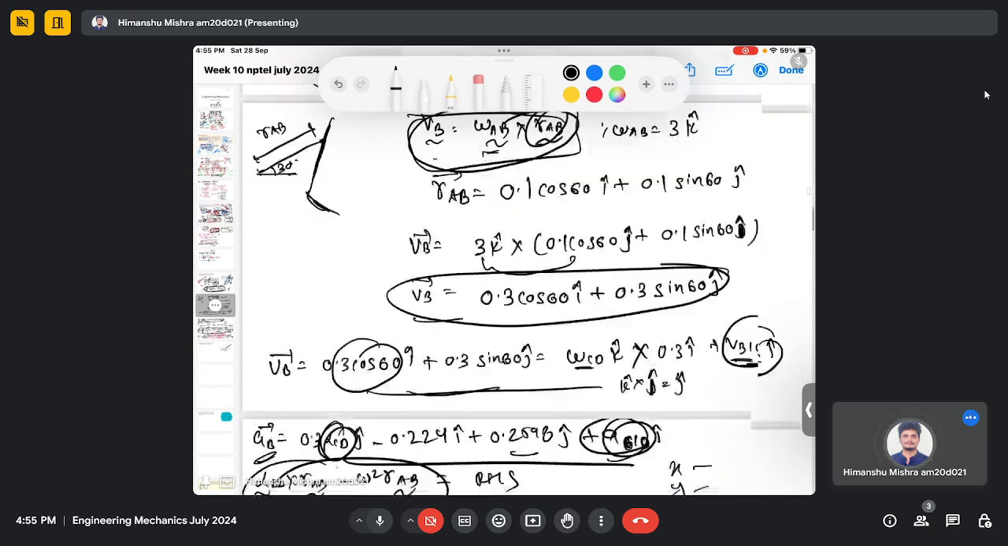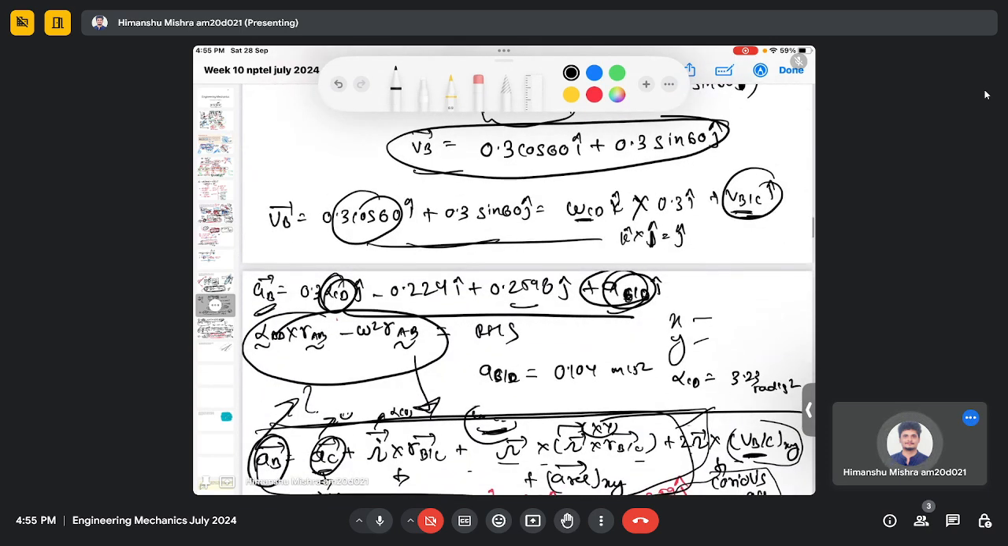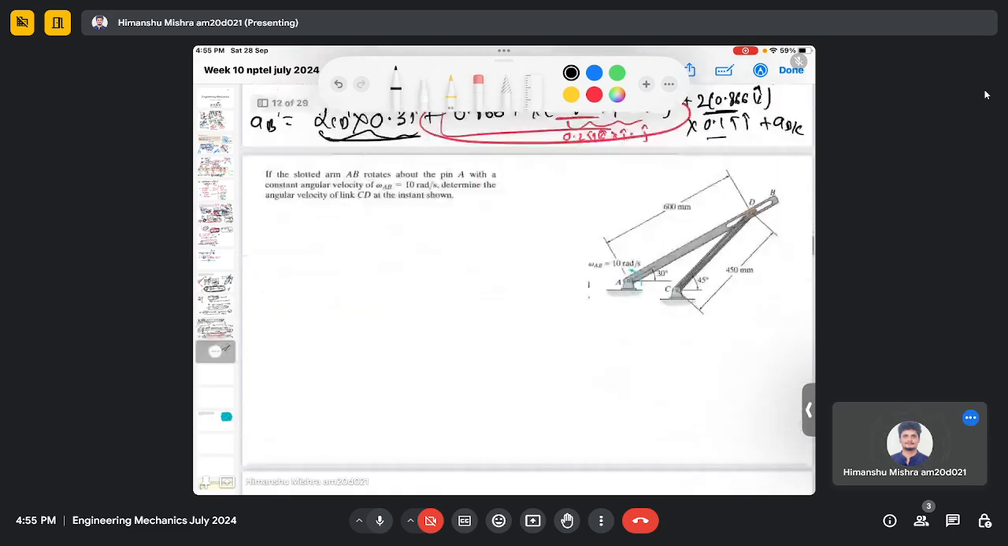So let's move to the next problem. It's a similar one, and we are given a slotted arm AB, which is pinned at point A, and it is rotating at angular velocity AB. We need to find the angular velocity of link CD. So we are given the angular velocity of one arm, and we need to find the angular velocity of another arm CD.